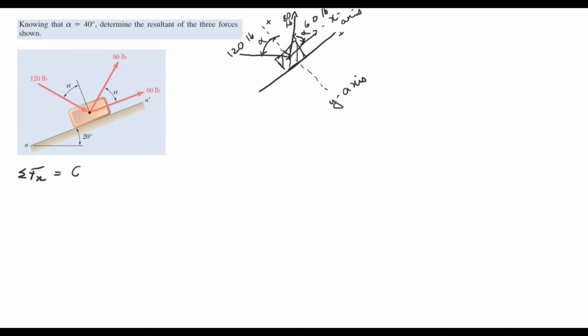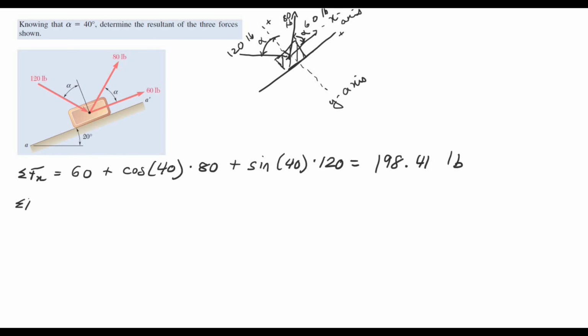would be equal to 60 plus cosine of 40 times 80 plus sine of 40 times 120 because the force is going in the same direction. And this gives you 198.41 pounds. The sum of the forces in the y direction is equal to sine of 40 times 80 minus cosine of 40 times 120 because the forces are going in opposite directions. And this gives you minus 40.5 pounds.